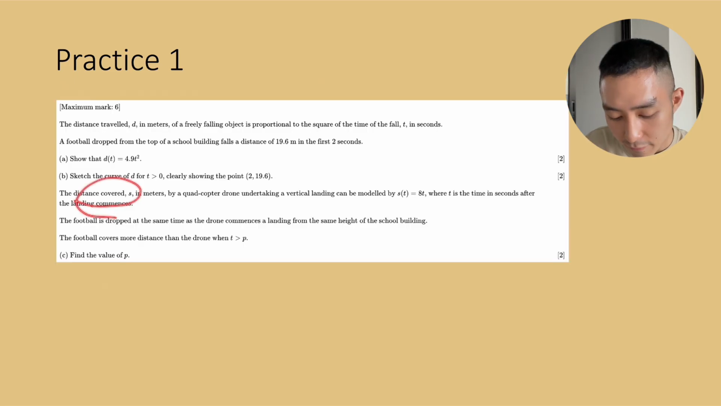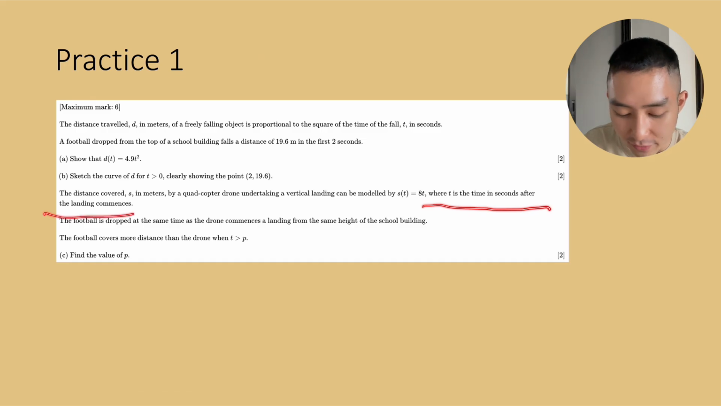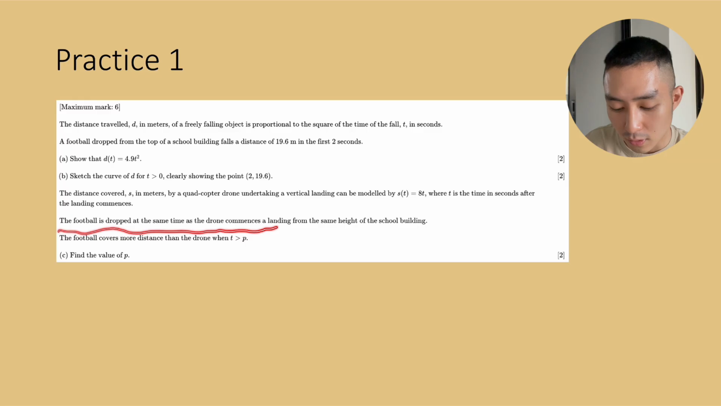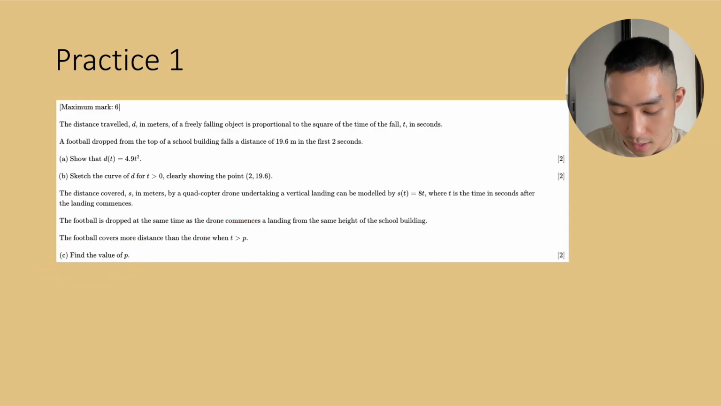The distance covered by a quadcopter drone undertaking a vertical landing can be modeled by s(t) equals 8t, where t is the time in seconds after the landing commences. The football is dropped at the same time as the drone commences landing from the same height of the school building. The football covers more distance than the drone when t is larger than p. Find the value of p.